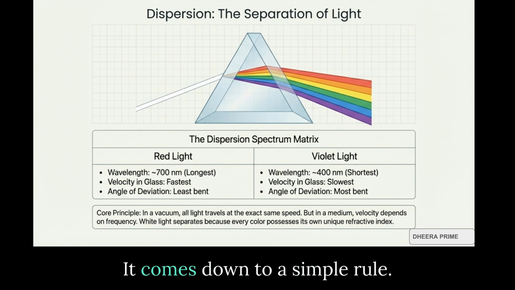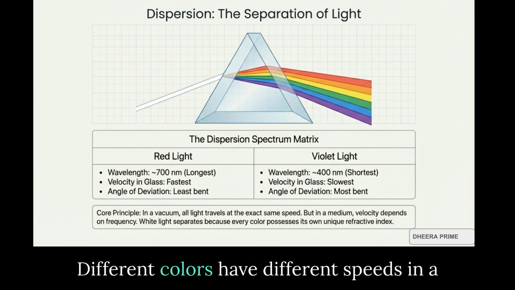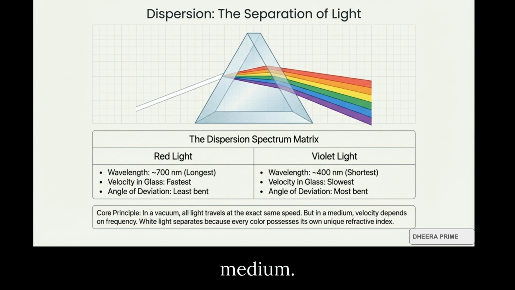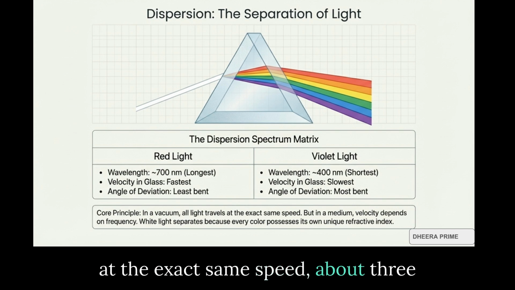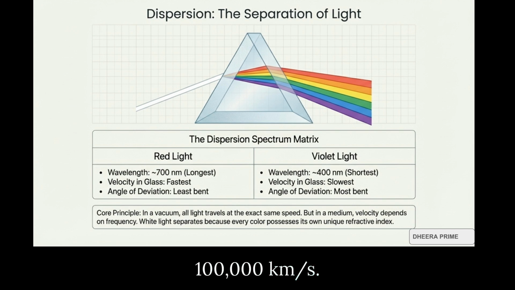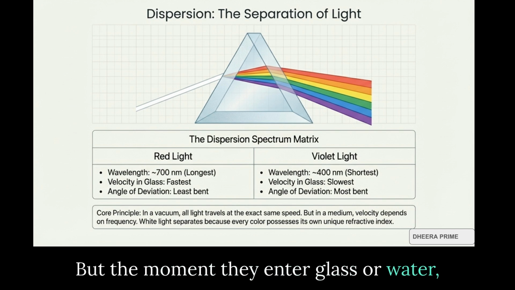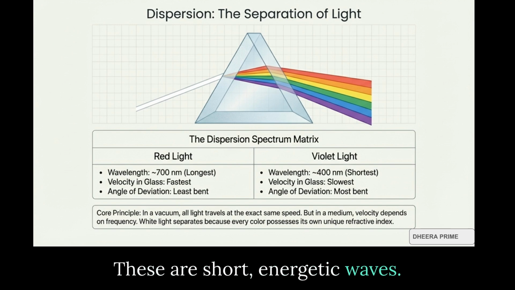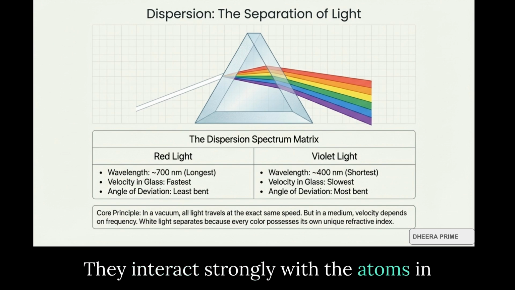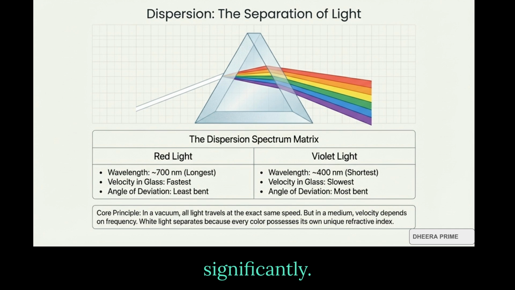Why do they split? It comes down to a simple rule. Different colors have different speeds in a medium. In the vacuum of space, every color travels at the exact same speed, about 300,000 kilometers per second. But the moment they enter glass or water, the medium becomes discerning. Violet and blue, high frequency: these are short, energetic waves. They interact strongly with the atoms in the glass, which slows them down significantly.